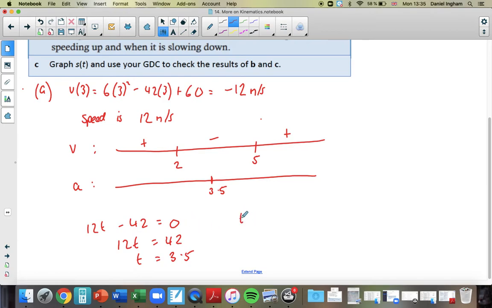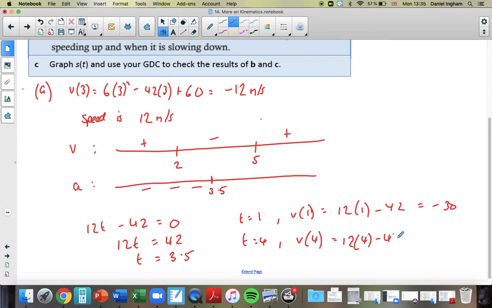Now, let's say that t equals 1, before 3.5. The acceleration at 1 is 12 times 1 minus 42, so it is negative 30. So I know that it is negative all through here. Let's choose a point after 3.5. Let's choose t equals 4. When t equals 4, the acceleration is 12 times 4 minus 42, which is 48 minus 42, which is 6. So here it is positive, positive all the way through.